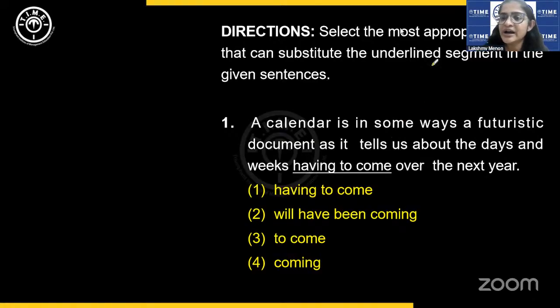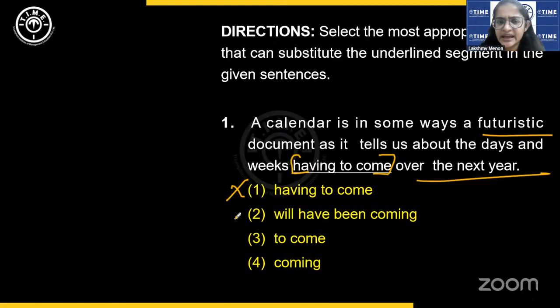So having to come over the next year, what is the sentence trying to tell us? We have a clue here, next year, and also futuristic. So what it is telling us is a calendar tells us about the days and weeks in the future or that are going to come up, right? Having to come doesn't make sense. Will have been coming, that doesn't make any sense at all. Yes, the days and weeks to come. That is very good, Sandra.